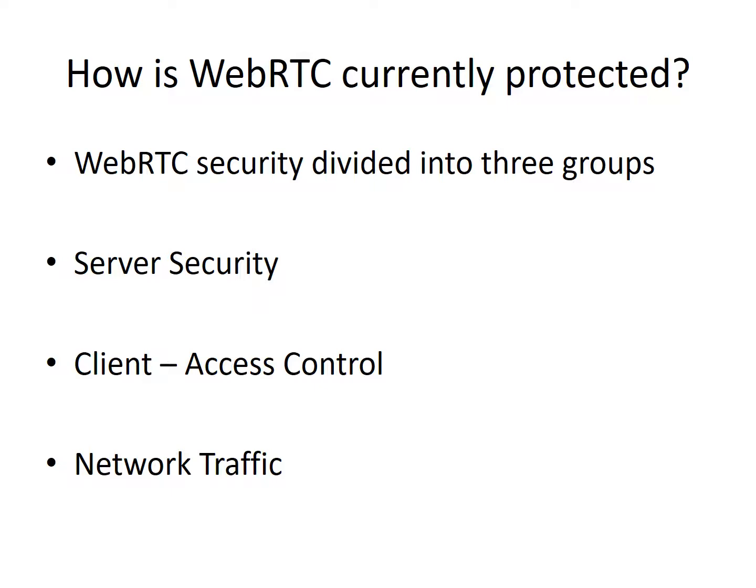WebRTC security measures can be divided into three main groups: client, server, and network traffic. For server security, since WebRTC is designed as a peer-to-peer communication interface, the server's duty is the mediation of clients. As such, the rules performed by the server are implemented using pre-WebRTC software components. Onto the client side, access control.